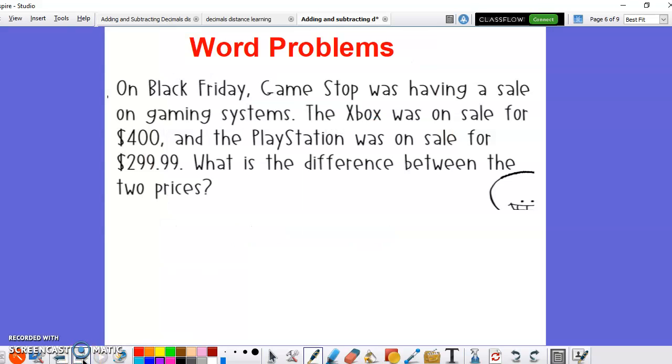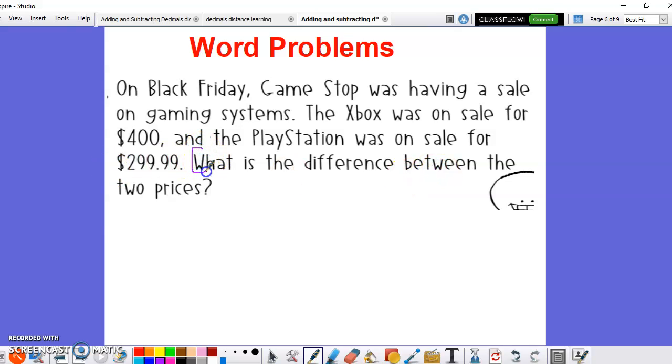Checking your work, and you write your results in a complete sentence. So here's our first question. On Black Friday, GameStop was having a sale on gaming systems. The Xbox was on sale for $400, and the PlayStation was on sale for $299.99. What is the difference between the two prices? So the first time that we read it, we're just trying to figure out what it says. Now we want to look and focus on the question. What does it want me to solve? What is the difference between the two prices?